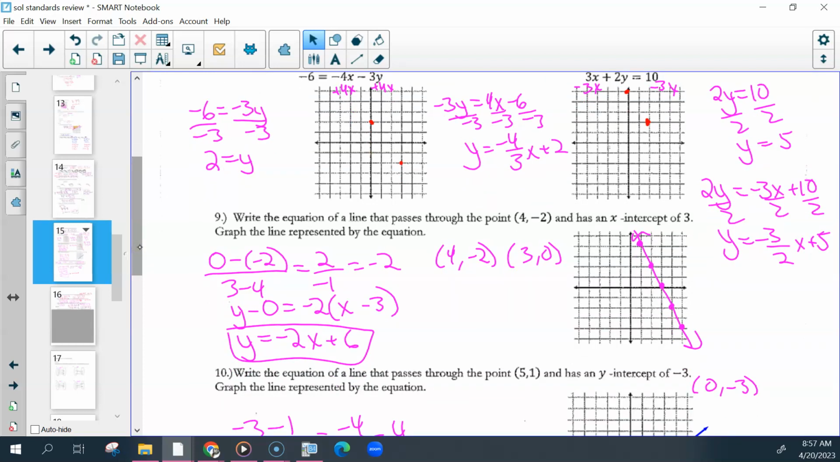9, you had to write an equation that passed through a specific point and had an x-intercept of 3. So if you use these two to find your slope, and then you could use either of the points to find your equation so that you could graph that equation. Or, once you find your slope, you could pick either of the 2 points and do that through the points.